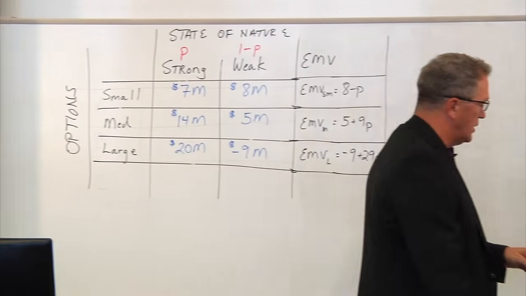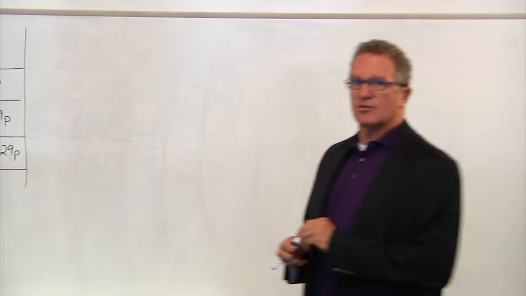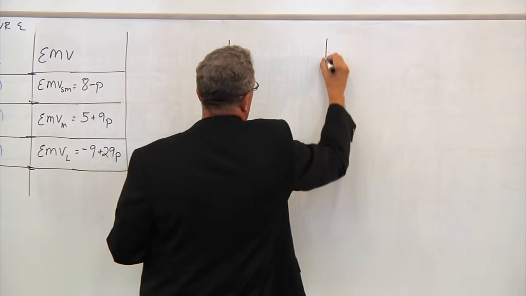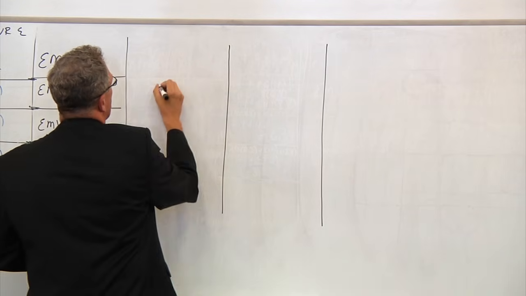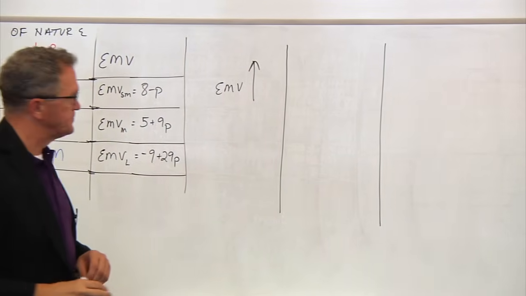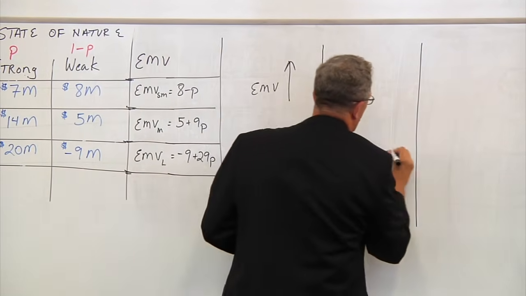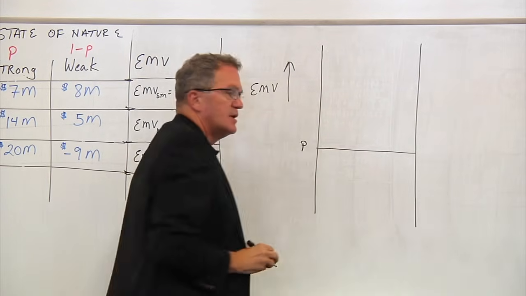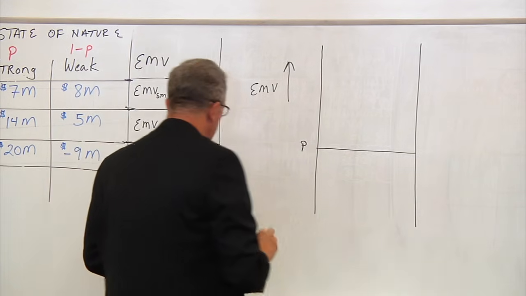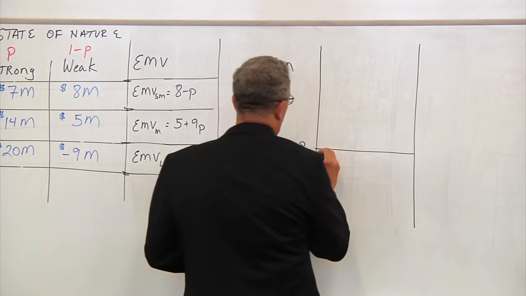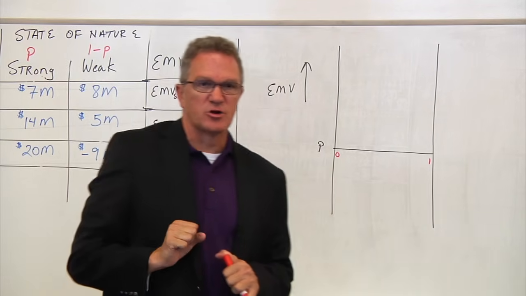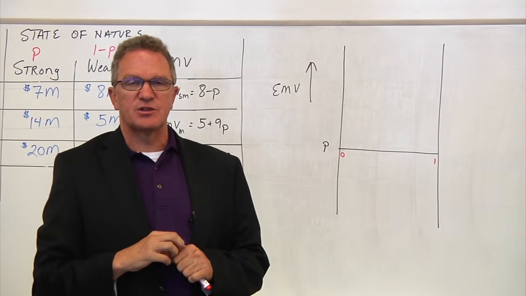How do we plot this? Well, we plot it using two x-axes. So let's start out with two x-axes. Two y-axes, two vertical axes. The axes are expected monetary value increasing this way. The horizontal axis is P, the probability of strong demand. P goes from 0 to 1. It goes from no chance of strong demand to 100% chance of strong demand.